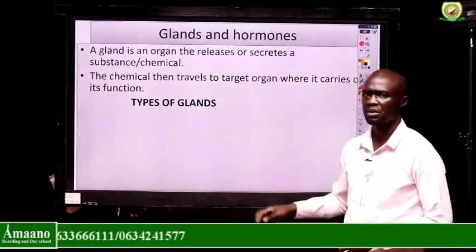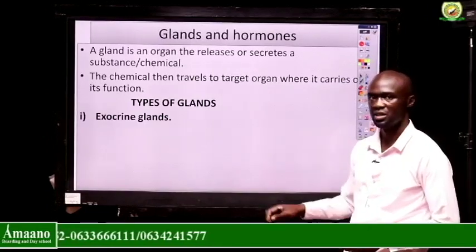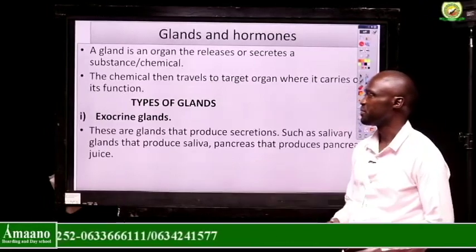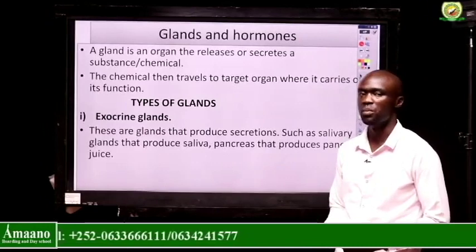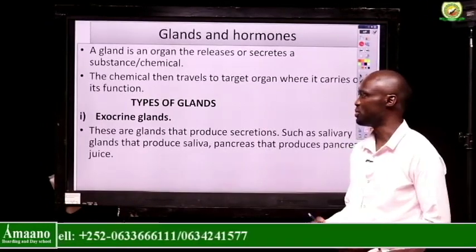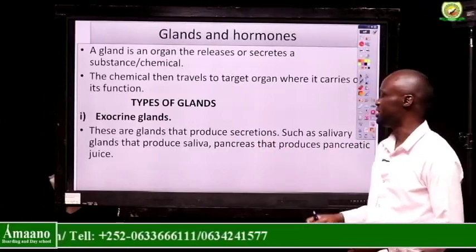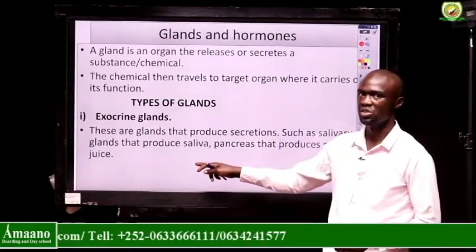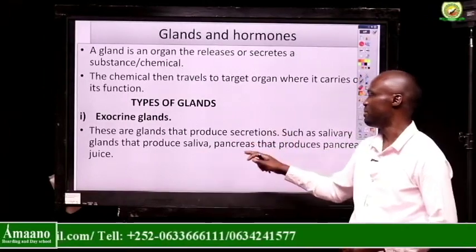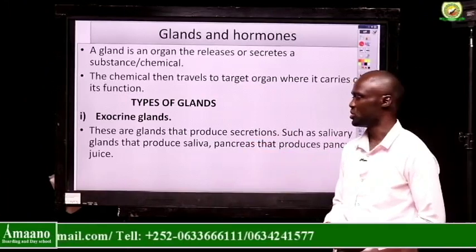We have two types of glands. We have what we call exocrine glands. These are glands that produce secretions. They don't produce hormones. Instead, they produce what you call secretions. For example, we have the salivary glands that produce saliva, which is not a hormone. We have the pancreas that produces the pancreatic juice, which is also not a hormone.